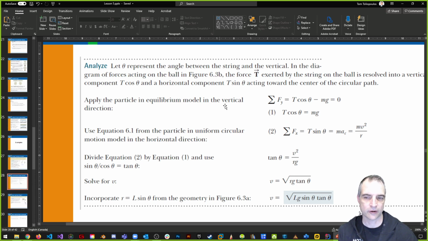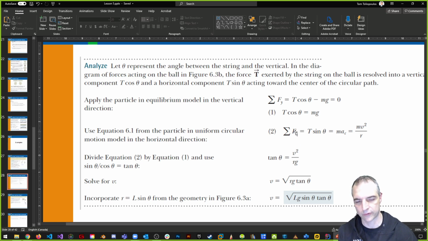And here are the equations. We apply the particle in equilibrium model in the vertical direction. So vertically, we have the particle in equilibrium. The sum of all forces on the y-axis is equal to the tension along the cable, T cos theta, minus the force of gravity, mg. So that's this. And notice I'm just going to put it as equation 1: T cos theta is equal to mg. Equation 2 is the sum of all forces across the x-axis.